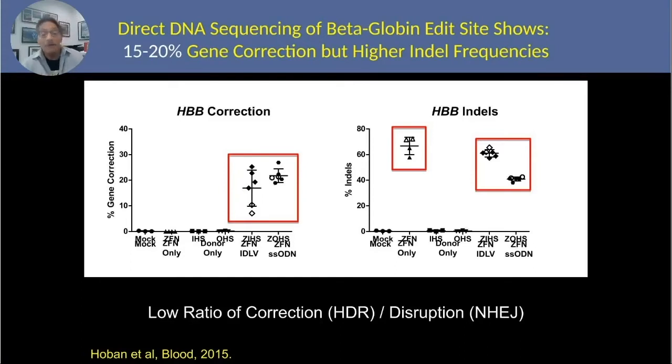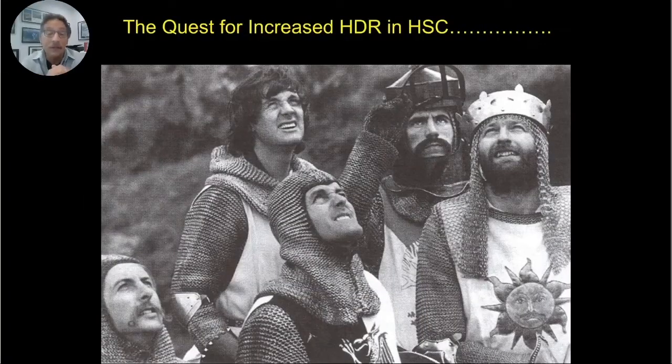while we had about 15-20% of corrections of the mutation, using an IDLV, an integrase-defective lentiviral vector, to deliver the donor sequences, or a single-stranded oligonucleotide, we had fairly high rates of indels at the target site. So we had a relatively low ratio of correction to disruptive non-homologous end joining, which is obviously not of interest in the middle of a coding region like for beta globin. So that started us on a quest to find a way to increase homology-directed repair.